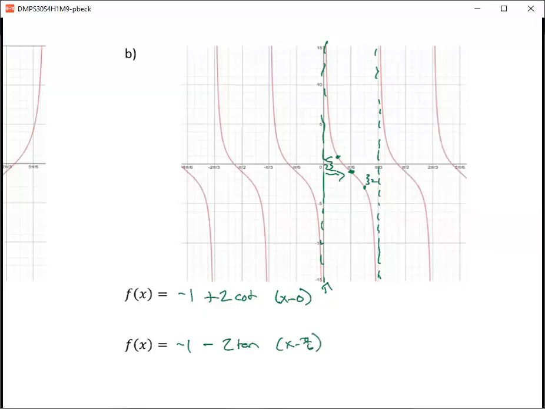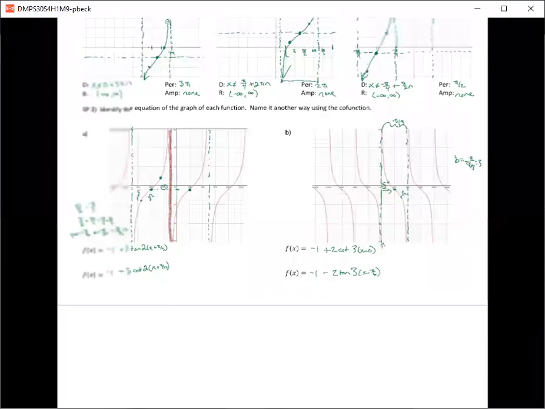Now what we're left to find is the b value. Our period, we could see from that distance, is pi over 3. So our b value is going to be pi divided by pi over 3. That gives us the b value of 3 to finish our equation.